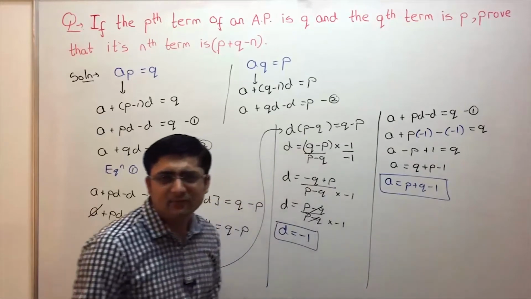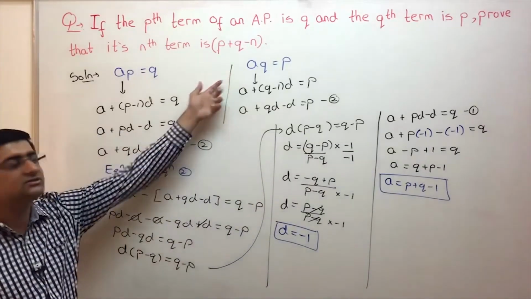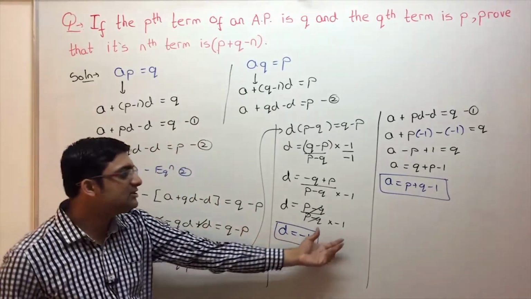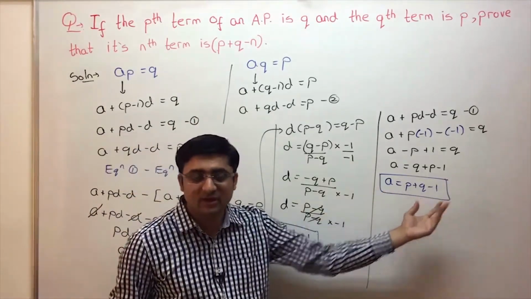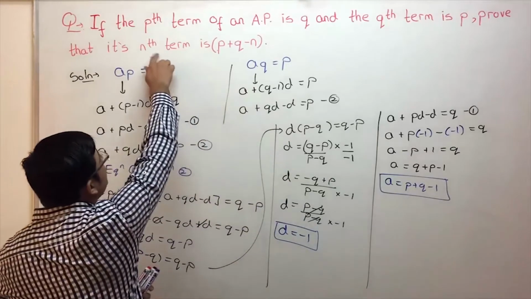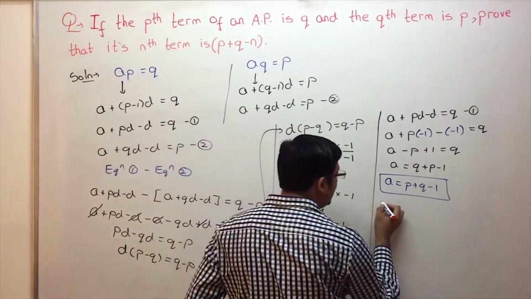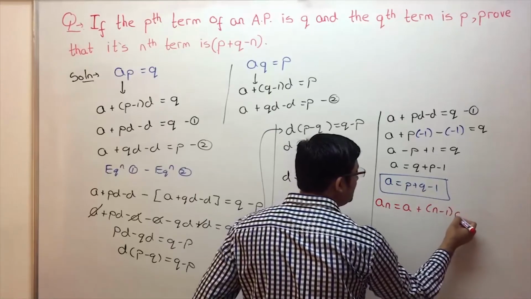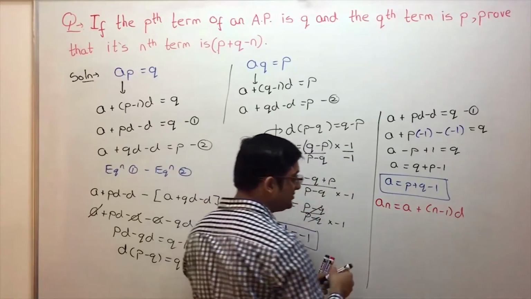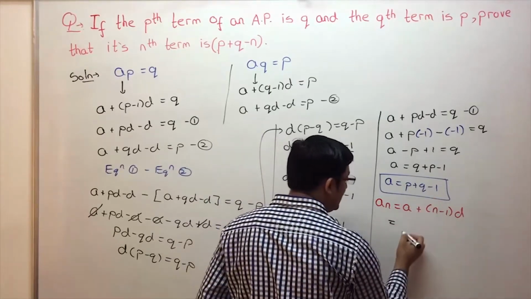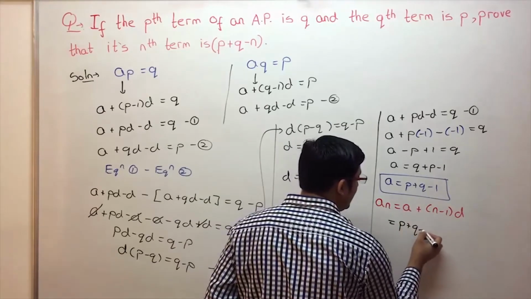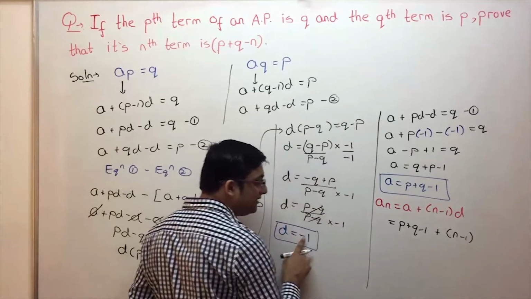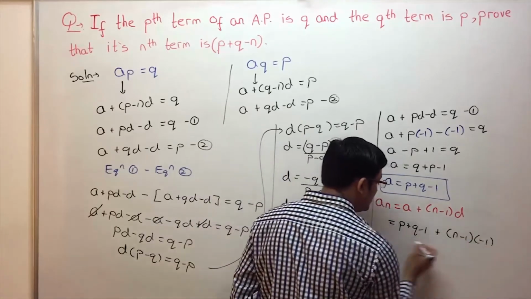So whenever you have such types of questions, if you're given two conditions, you'll have two equations. Solve the two equations for A and D. D is minus 1 and A is P plus Q minus 1. Now what do we have to find? We have to find its nth term. So write down the formula. The nth term is A plus (n minus 1) into D. Now just plug in the values. A is P plus Q minus 1, plus (n minus 1) into D. What is the value of D? Minus 1.